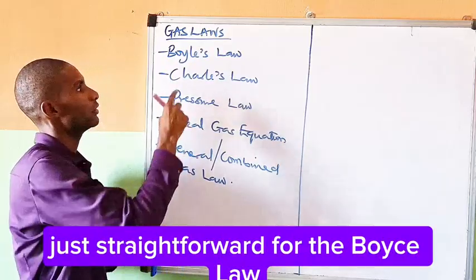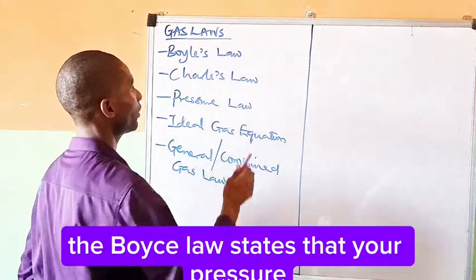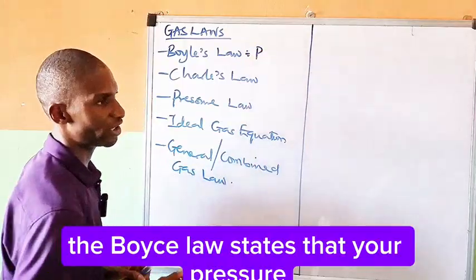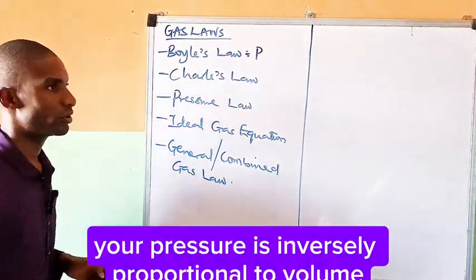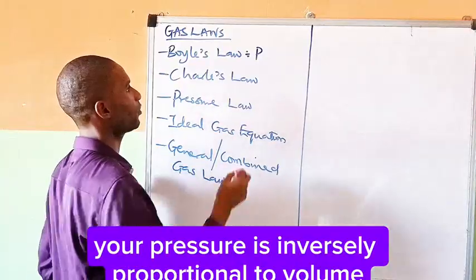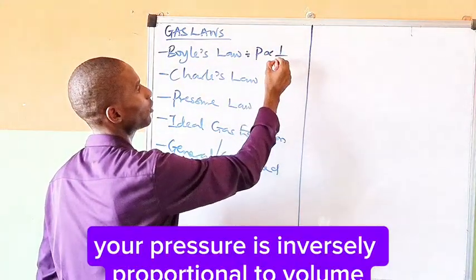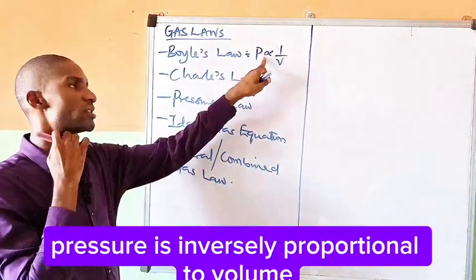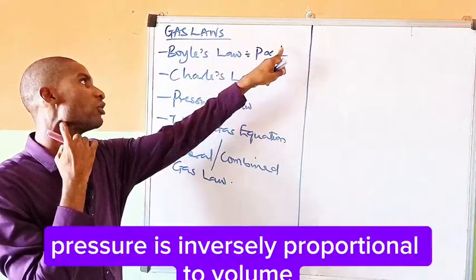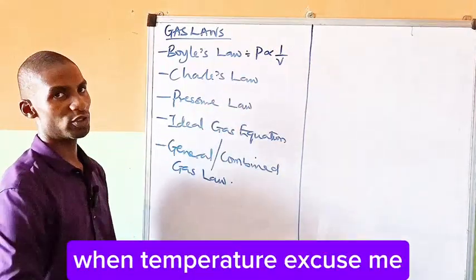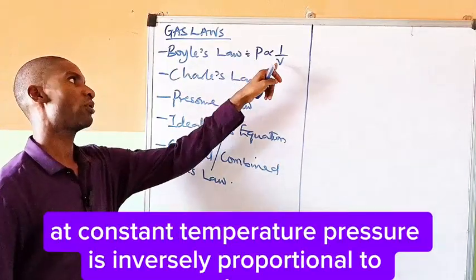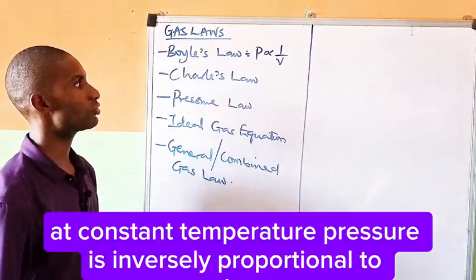Just straightforward. Boyle's law states that pressure is inversely proportional to volume when temperature remains constant. At constant temperature, pressure is inversely proportional to volume.